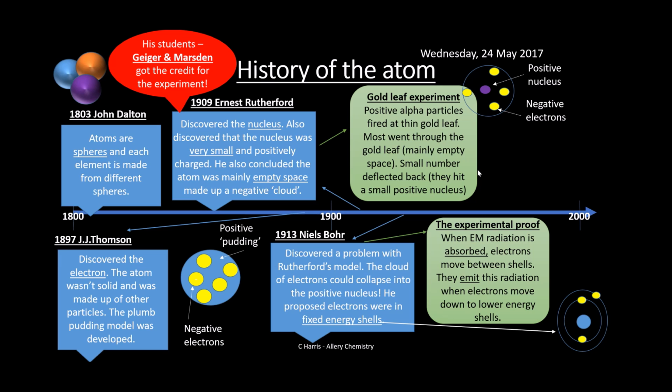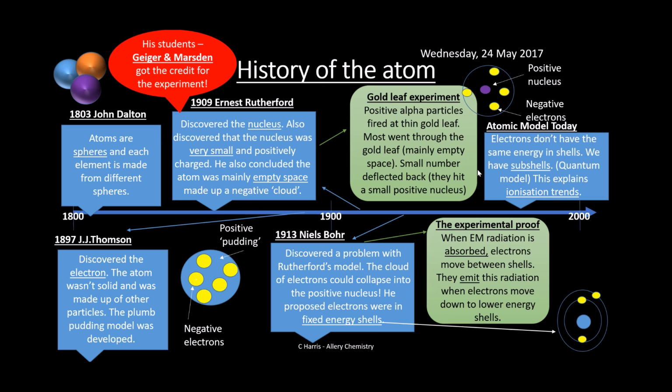So basically this is kind of what we see today. Now, obviously we can adapt to that, and we've added extra bits onto there as well, because we know we don't just have shells, we now have these subshells, and we call this the quantum model. This is the model that we have today, and basically this allows us to explain ionization trends, which you'll see later on in the course. But we had p and d orbitals, etc., and you'll see them later on in this video, and that was evidence for obviously we've got subshells in our atom.